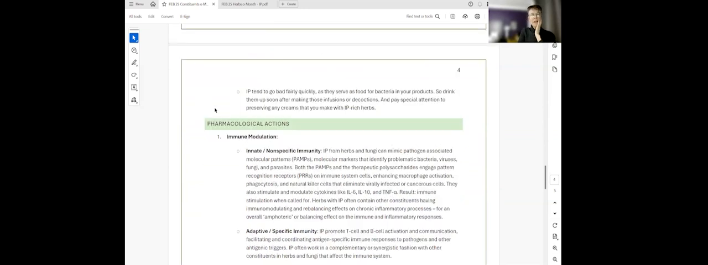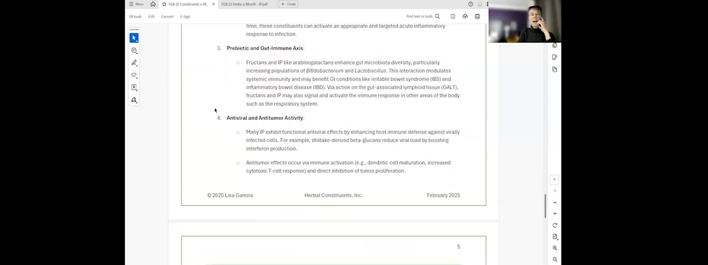And then the pharmacological actions, like what do we know about what's happening on a cellular level, right, or a tissue level in the body? So immune modulation, anti-inflammatory effects, prebiotic and gut immune axis, antiviral and anti-tumor activity, etc. Energetics, clinical applications. It goes really deep.